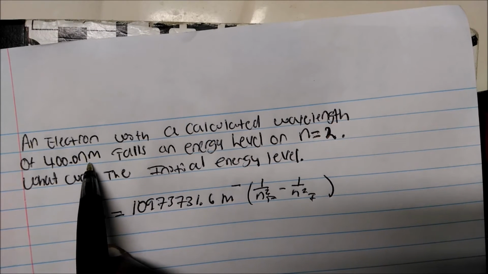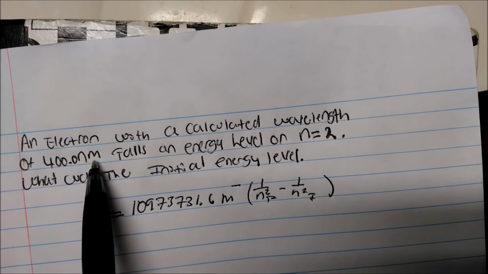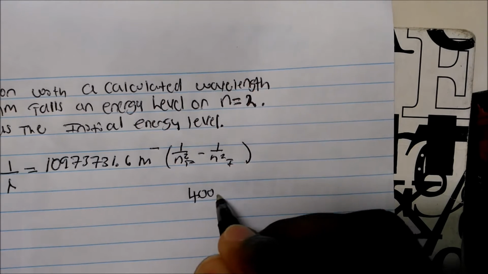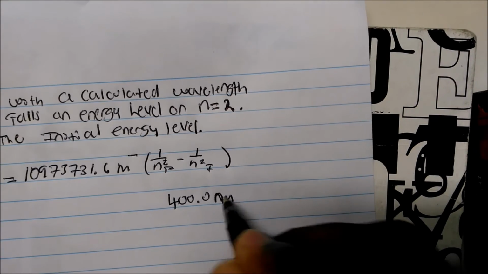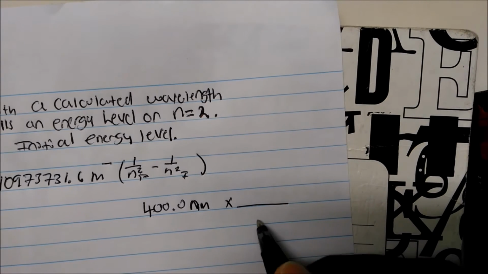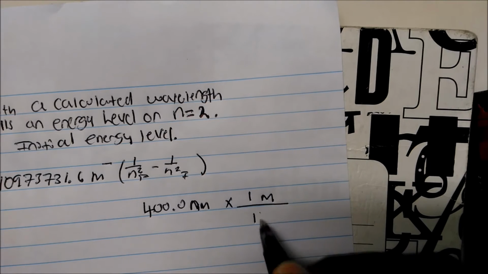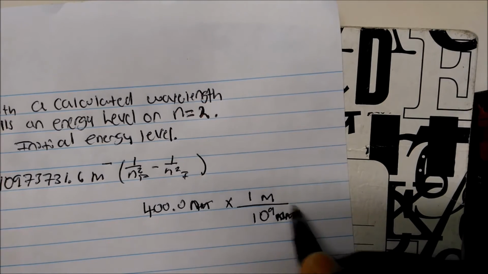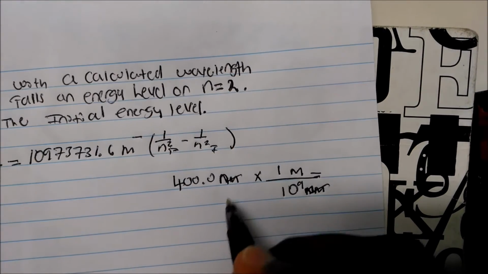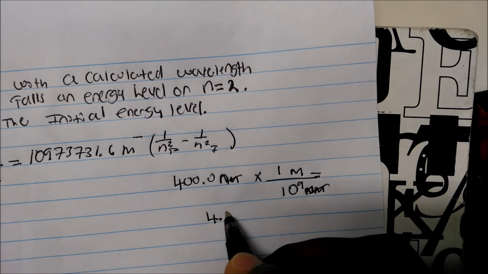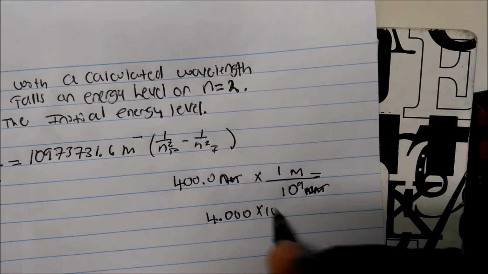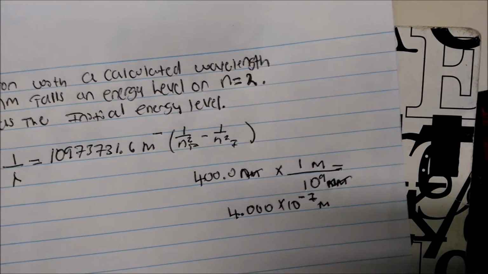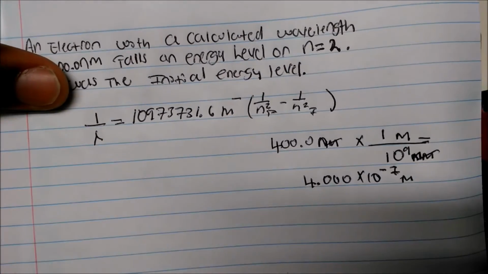So we know this is inverse meters. They've given us the wavelength in nanometers, so we've got to convert nanometers to meters first. So let's see, 400.0 nanometers. Dimensional analysis: for every 1 meter, there's 10 to the 9th nanometers. Nanometers cancel out, and so the final answer should be 4.000 times 10 to the negative 7 meters.